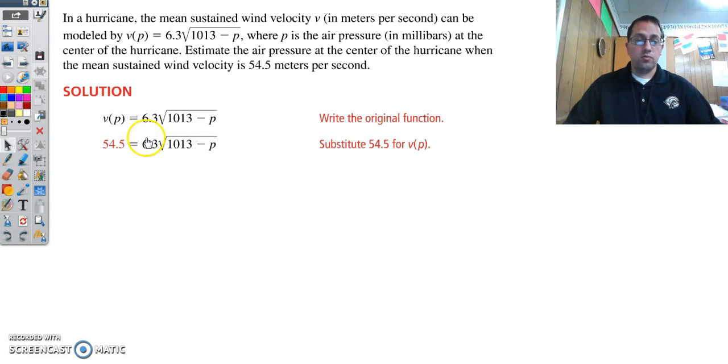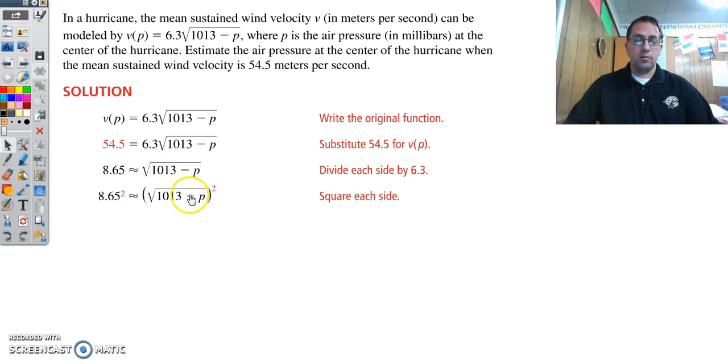So we've got a square root equation here. Isolate the radical, so 6.3 has to go away. So we're going to divide both sides by 6.3. Gives us this approximately. Now we have the radical by itself, so we're going to undo square rooting, so we're going to square both sides. And that gives us 74.8 equals 1013 minus P.